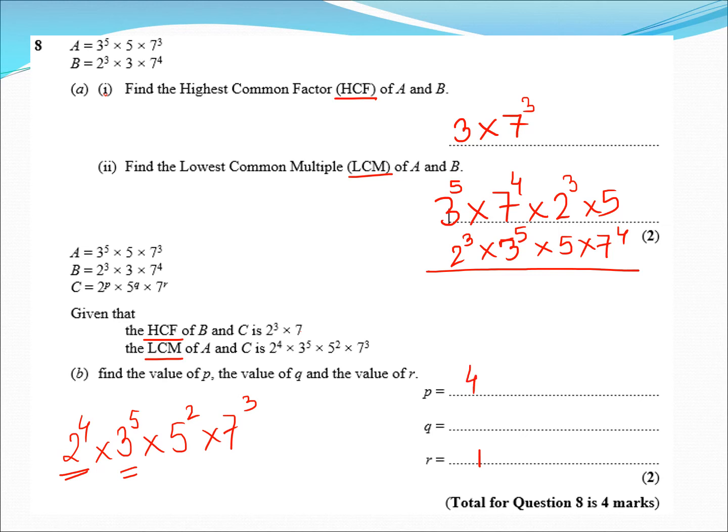Okay. R, we already know that R is 1. So now this is 5 to the power of 1 and this is 5 to the power of Q. We said that for LCM we pick the common factors with the highest power. So 5 to the power of Q and 5 to the power of 1, and here we have got 5 squared. So 2 is obviously bigger than 1. So Q must be 2. Alright? Okay, let's now move on to the next question.